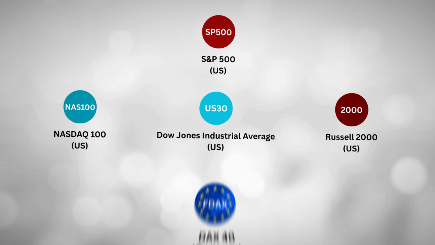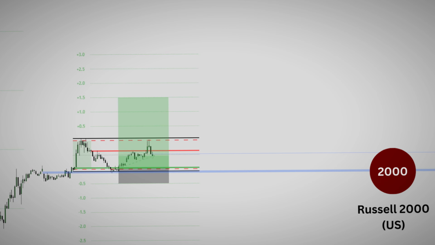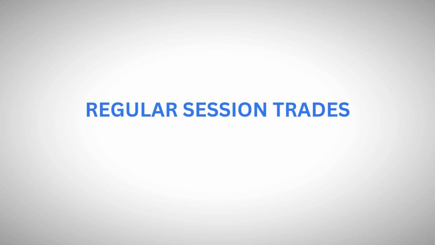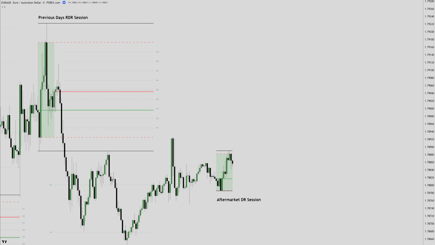Out of all the indices, Russell 2000 stood out. Clean price action, hidden setups, and DR levels that practically map the move. In this video, I'll show you how to catch the best aftermarket, overnight, and regular session trades using nothing but DR Basics. Let's get straight into the charts.